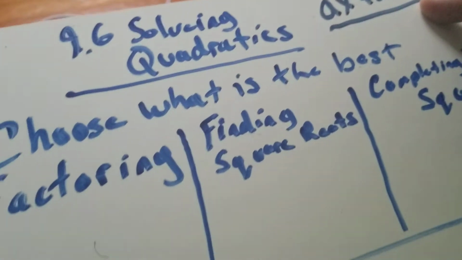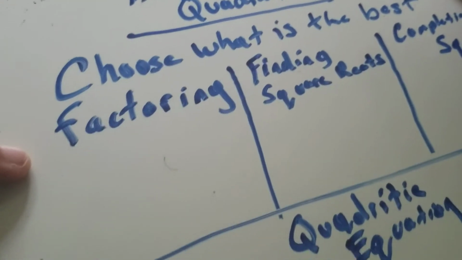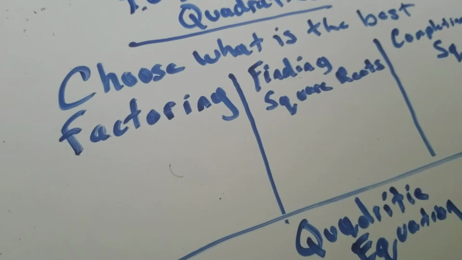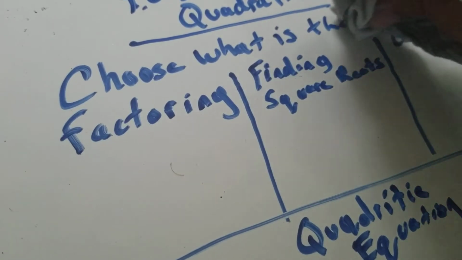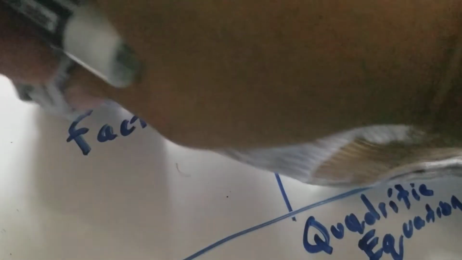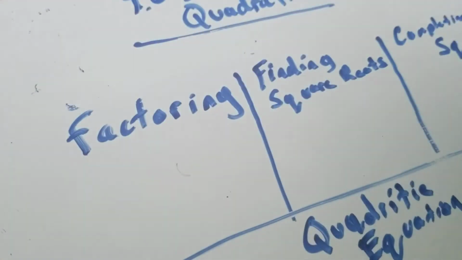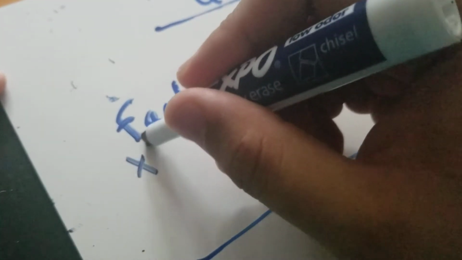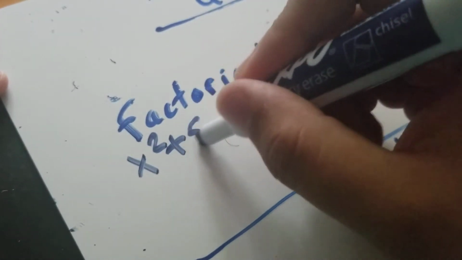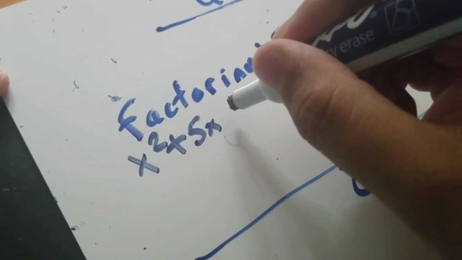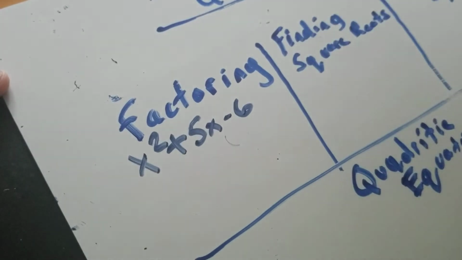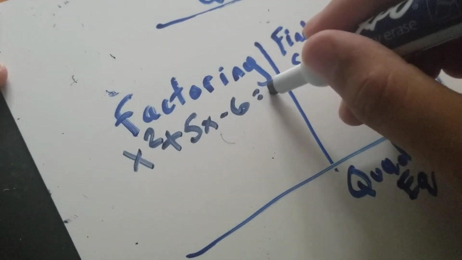Okay? First one is factoring. Why would we ever use factoring? Well, straightforward. Factoring is the easiest one out of all of them. Like, for example, let's say it was x squared plus 5x minus 6, of course, equals 0.